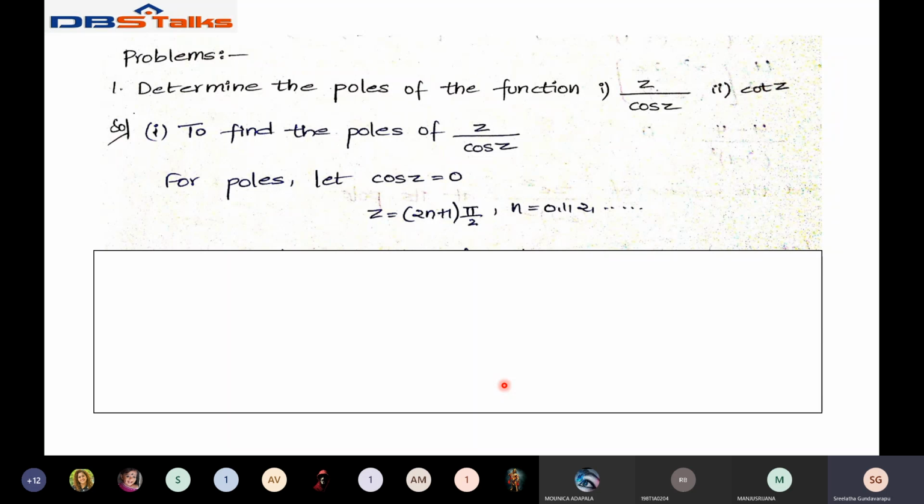To find the poles, we take the denominator value equal to 0. So cos z equal to 0, which means z equal to cos inverse 0. Cos inverse 0 means z is (2n plus 1) into pi by 2, that means putting n equal to 0, 1, 2, 3 and so on.